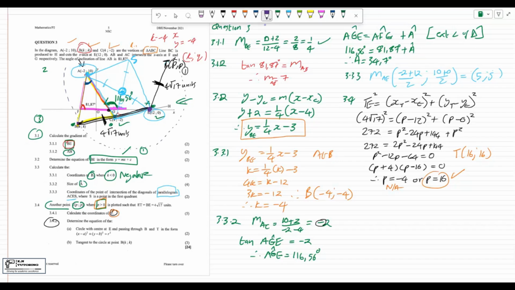And it will pass through point T. Okay, so they told me the center. So we know that, okay, this is going to be 3.4.